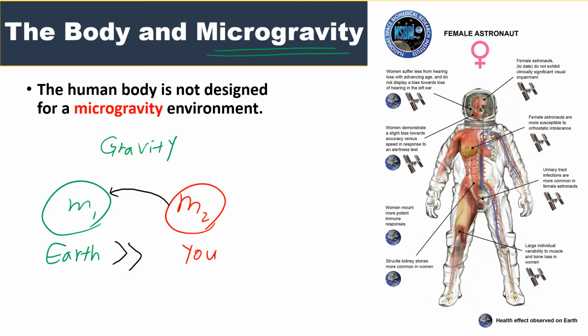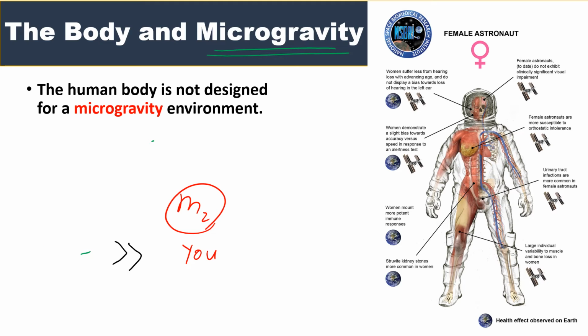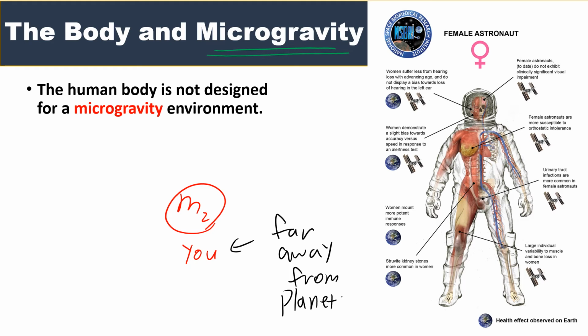However, let's think about the space situation. In space, we are not on a planet. We are actually far away from a planet. Even though there are a lot of other things going around you, you are still far away from planets, stars, and so on. That's why the gravitational force that you are accustomed to goes down quite a bit, and we call this microgravity.